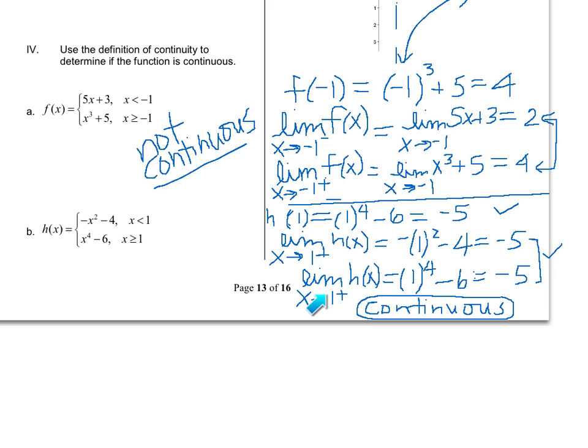As for the limit as x approaches 1 from the right of the function, we already actually did this one. We just plug in the 1 and we're getting out a -5. The left and the right hand sides match, therefore the overall limit does exist, and because the function value and the limit match, this is a continuous function.